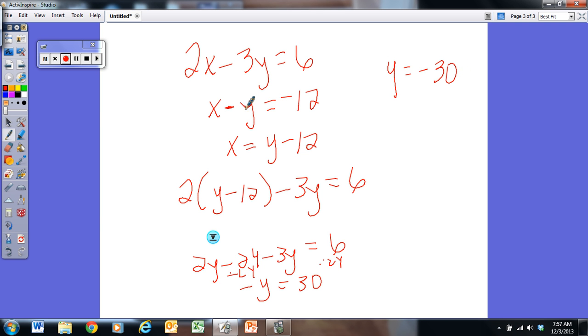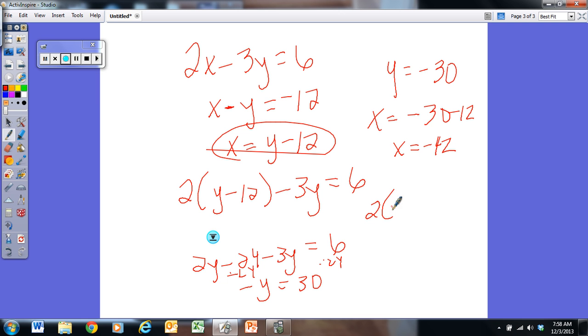And then we're going to plug that back in. I'll plug it into this one because that's the easiest one right now. So x equals negative 30 minus 12. X equals negative 42. Let's check that. Check it in the first equation. So if I go 2 times negative 42 minus 3 times negative 30 equals 6. All I did was take the x value that I found for an answer and put it in for x, and the y value and put it in for y.